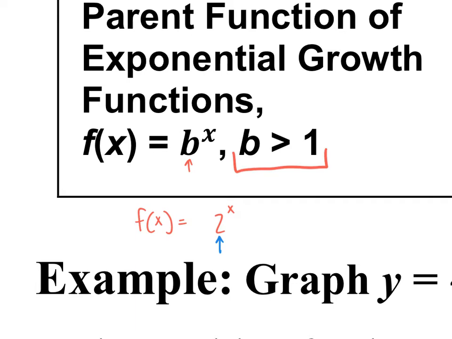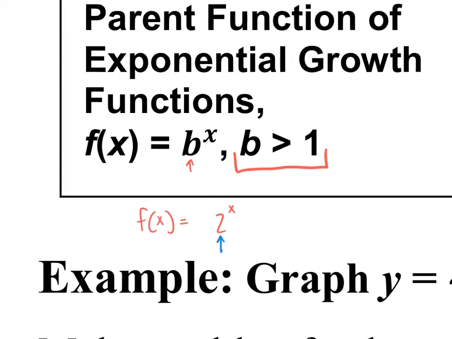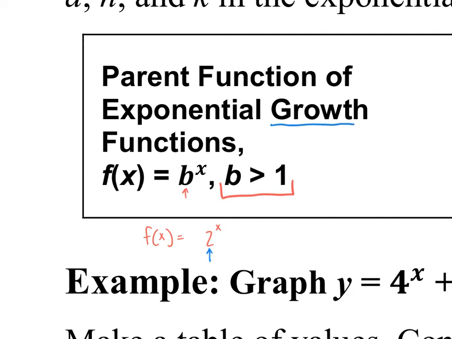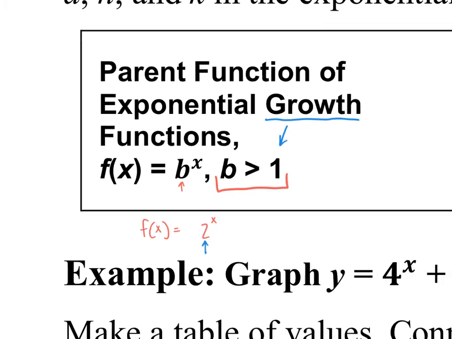The reason that it must be larger than 1 is because if we plan on having growth, the number that we have to multiply by can't be 1, because if I multiply by 1 over and over again, I stay the same. But instead, it must be larger than 1, because if you're multiplying by a number that's larger than 1, you will grow.